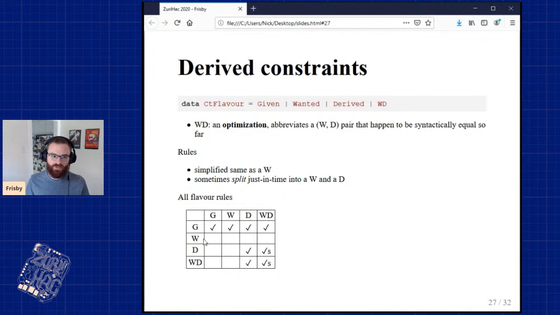So all told, we have these four flavors, and they interact in the following way. Gs can simplify anything. That's their main purpose. Wanteds can't simplify anything. That's the rule we saw. And then the Ds and WDs can interact with each other. Because they have no evidence and just explore all necessary truths, we can have them interact a little more aggressively, but you just have to remember to do the splitting of the WDs when appropriate.